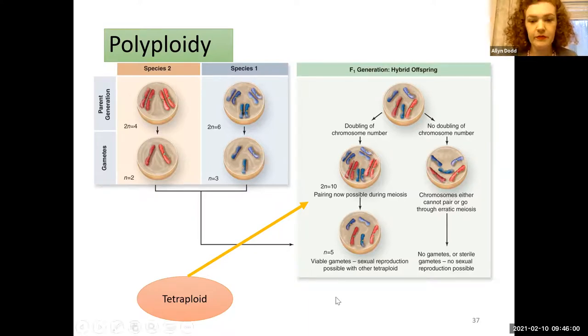Okay. So that is allopolyploid speciation. It's an instantaneous form of speciation because you have these hybrids who are now able to potentially reproduce with often other hybrids, but not necessarily. Okay. Very cool.